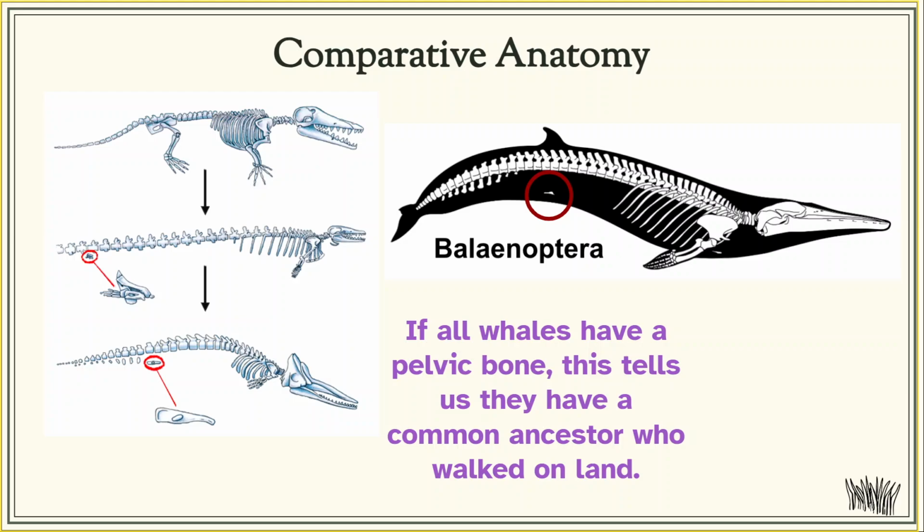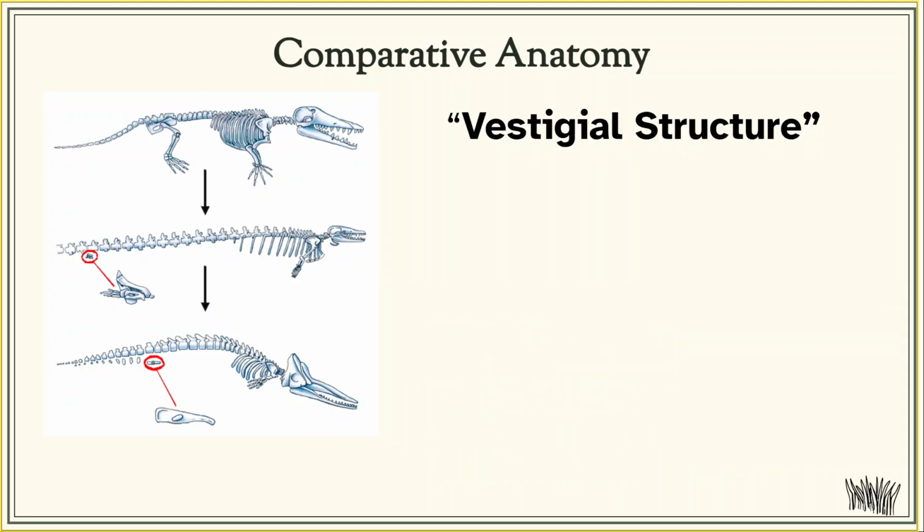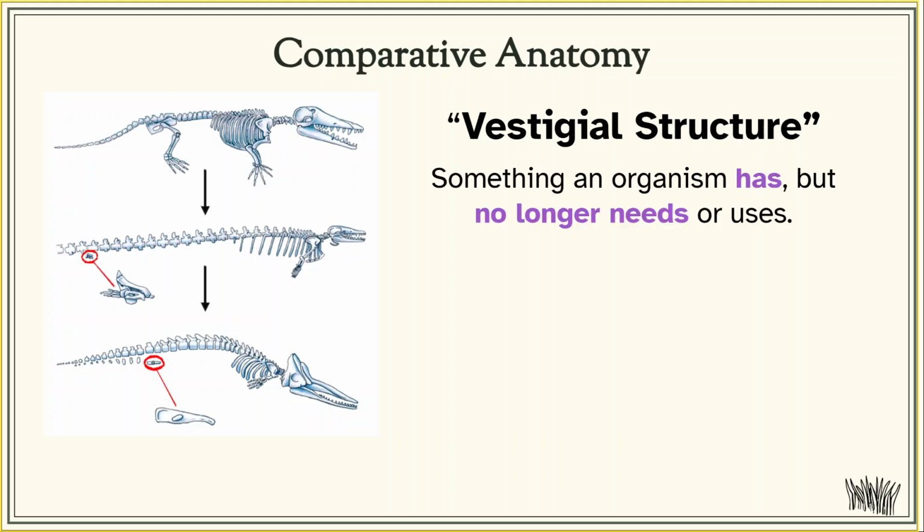This shows us that their common ancestor used to walk on land. This shows us they used to need to have legs. They used to be Pakicetus. So we call this the vestigial structure. So for people who speak Spanish, vestigial comes from the word viejo, to be old, right? So a vestigial structure is an old structure, something that no longer has a need.